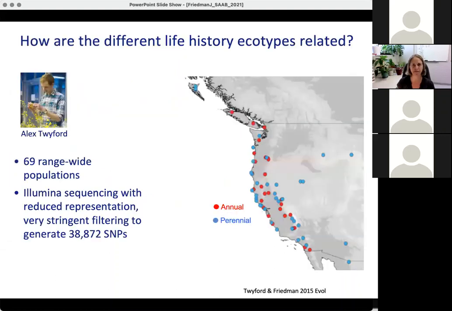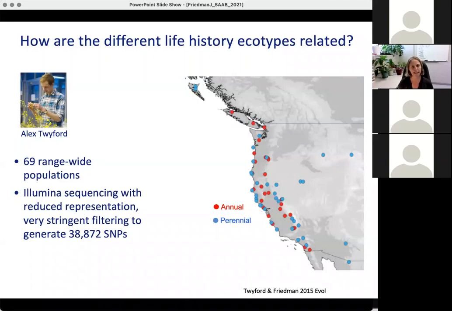Okay, so I'm going to jump right in here to the first question, asking how are the different life history ecotypes related? And this work is a bit older now, but it nicely sets the stage for the rest of the talk. So I want to kind of come back and tell you about this project. So this work was done in collaboration with Alex Twyford, who was a postdoc in my lab and is now a lecturer at the University of Edinburgh.